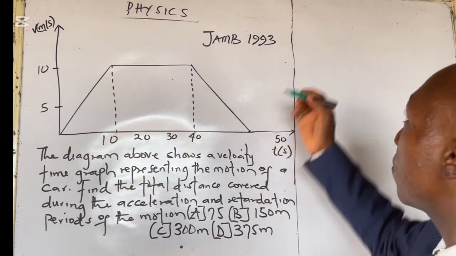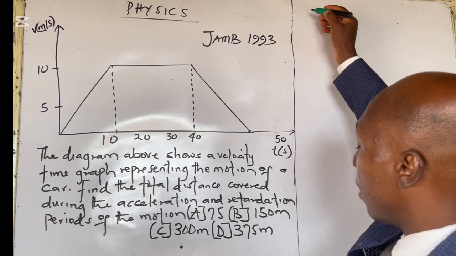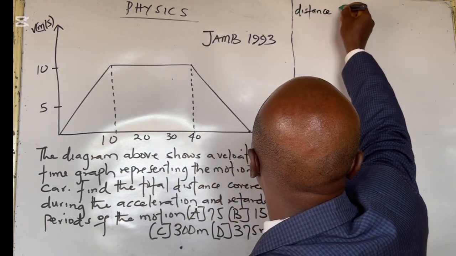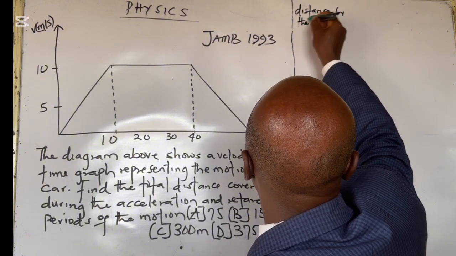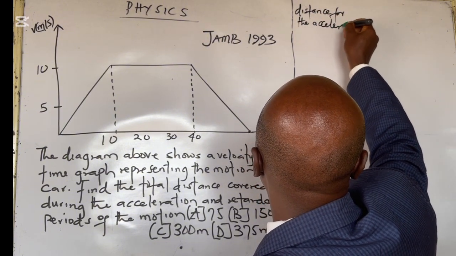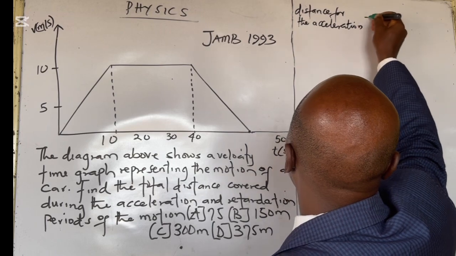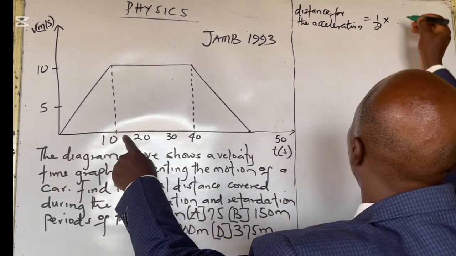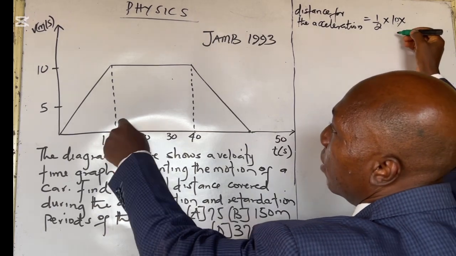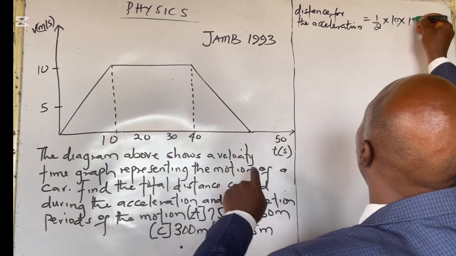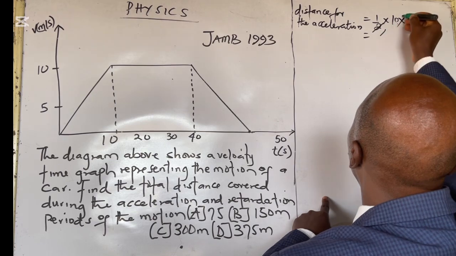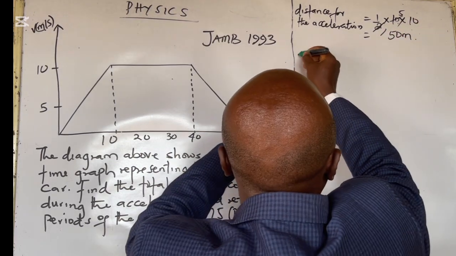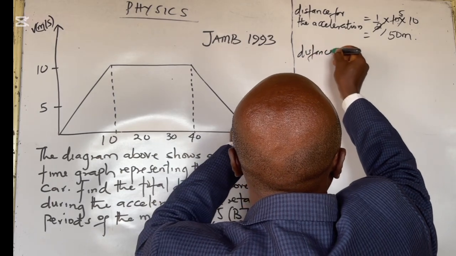So we start. We have the distance for the acceleration part is half base times height. The base, distance from here to here, is 10. Height, distance from here to here, that's 10. So we have 2 here, 1, 2 in 10, 5. So that's 50 meters.